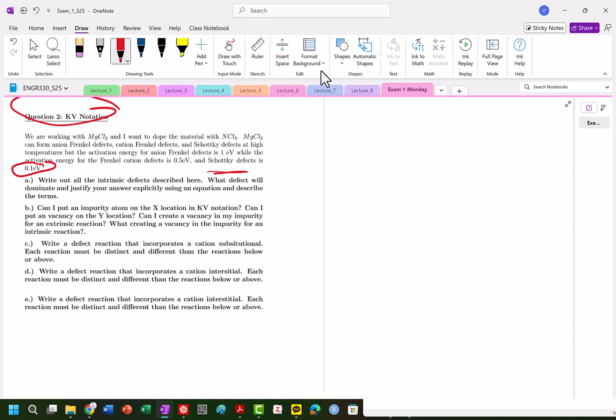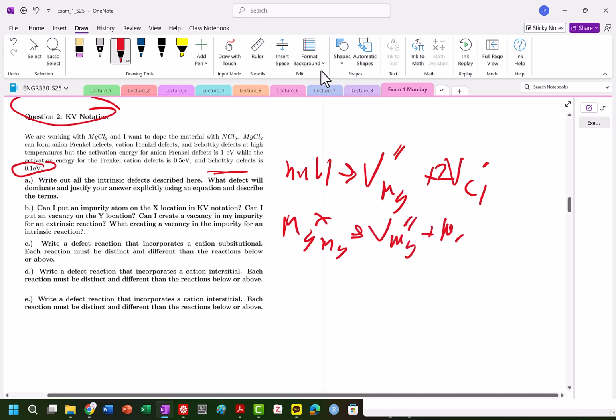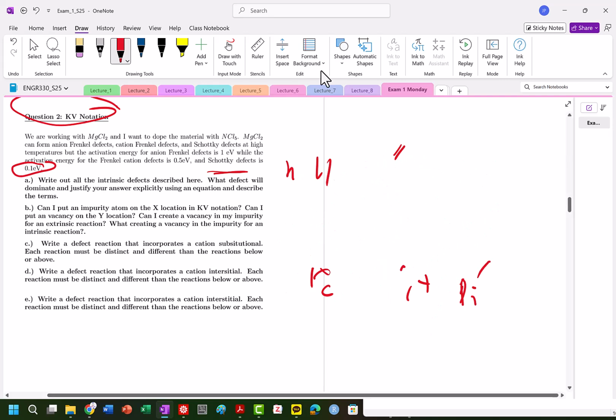So it is going to be, we're going to have a null goes to a vacancy in Mg, that's going to be 2 plus, to 0 minus, plus vacancy in Cl, which is this, 2 here. If you do MgX, we're going to have vacancy in Mg plus Mg interstitial, 1, 2. And for Cl, ClX goes to vacancy of Cl plus Cl interstitial, dash. Excellent.